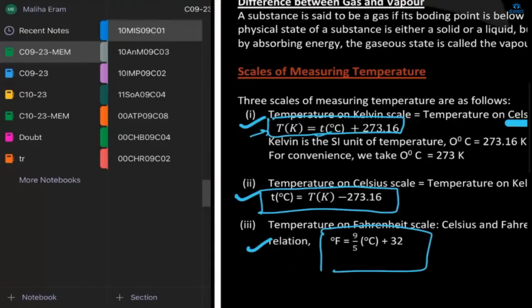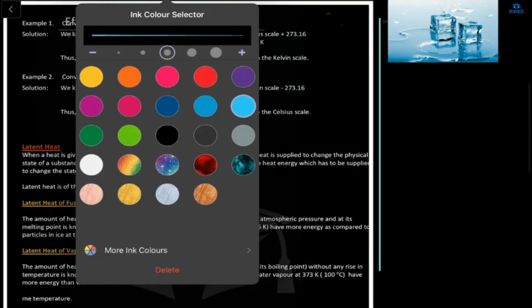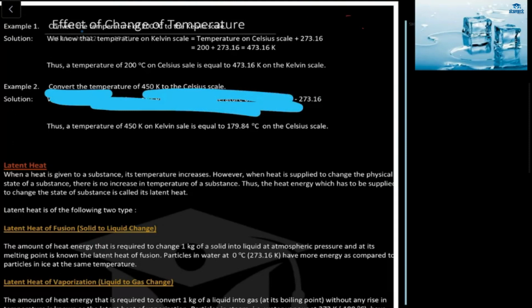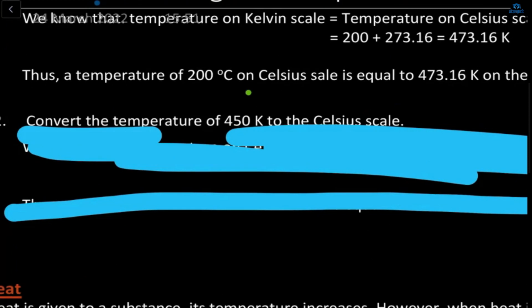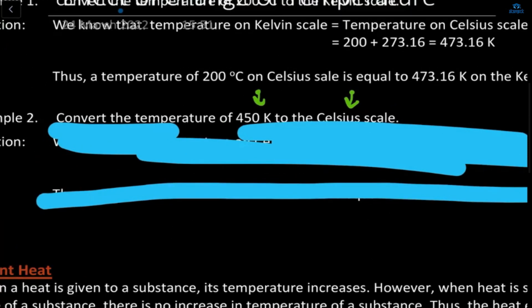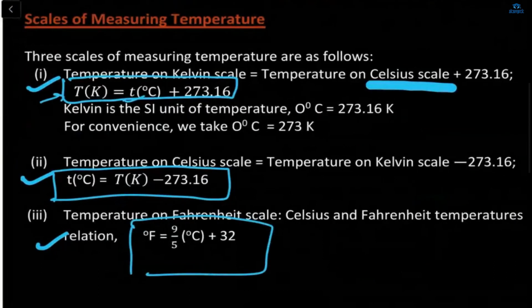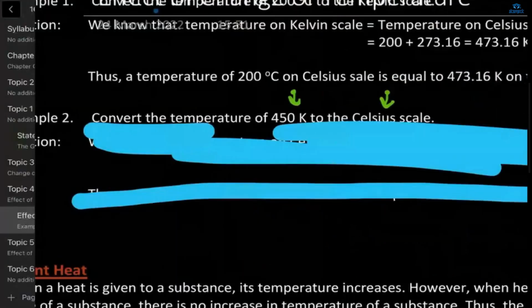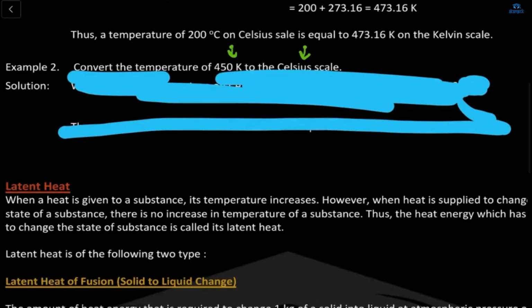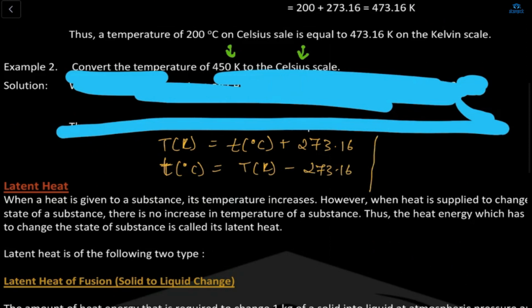Okay. So now let me give you one question. Can you solve this question? Convert the temperature of 450 Kelvin into Celsius. So let me show you the formula. Wait, let me write this formula here, then it will be easy for you. Here for this, temperature in degree Celsius plus 273.16, and one formula for Fahrenheit. But here the Fahrenheit is not asked. Now, can you solve this question? Yes, ma'am.